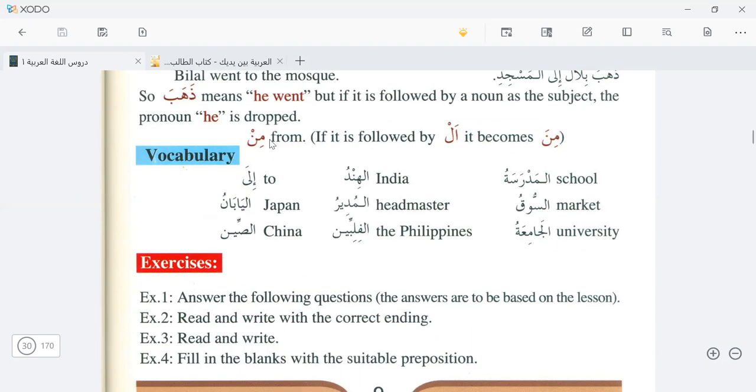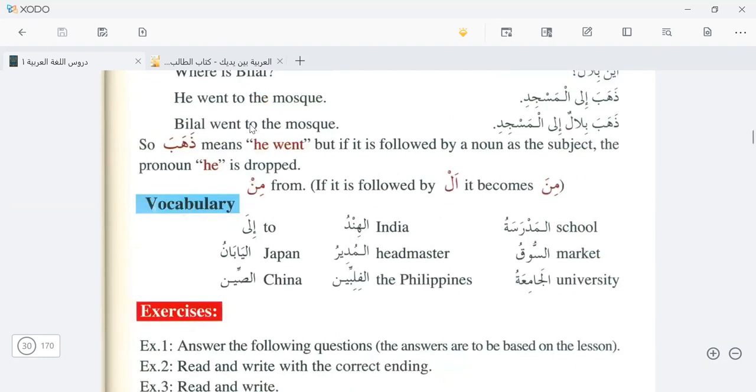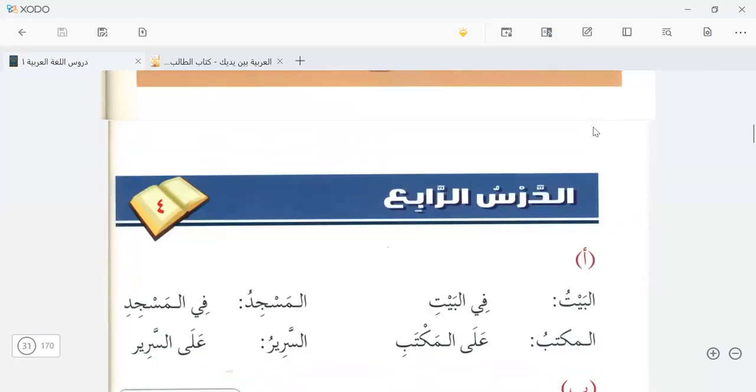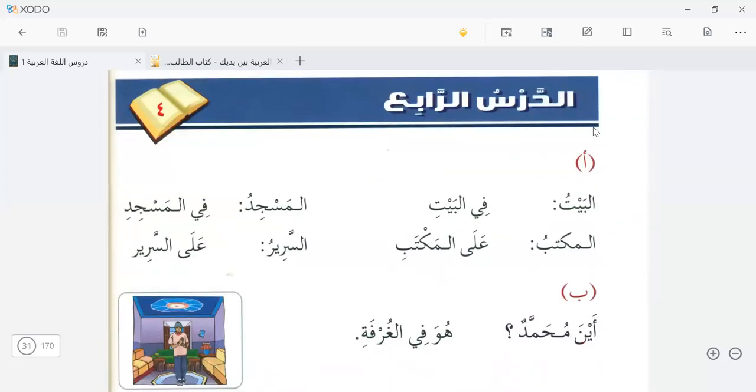So here we have also learned that dahaba means he went, but if it is followed by a noun as the subject, the pronoun he is dropped. As you can see here, dahaba ilal masjidi, dahaba Bilalun ilal masjidi. So the he is dropped here and here. Inshallah, I hope you understand. Here it started raining, so if the network goes, it will be a problem, but we will continue until it goes.